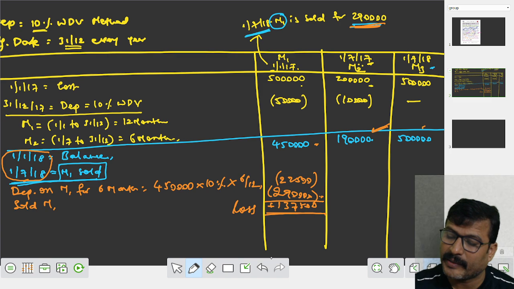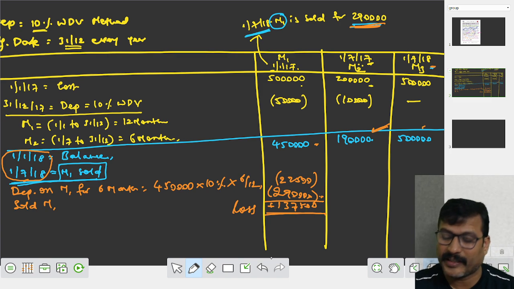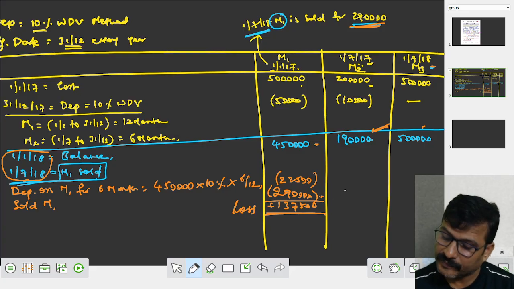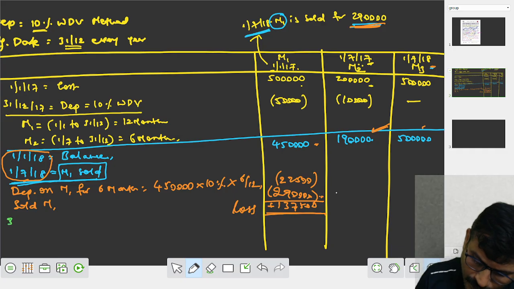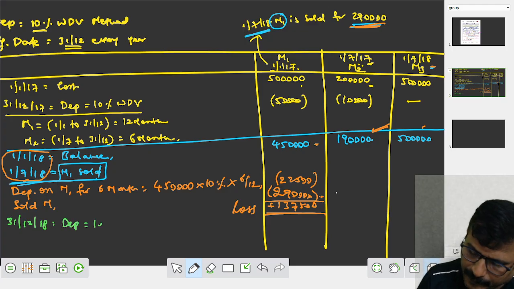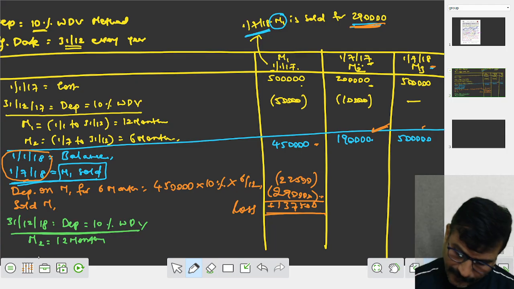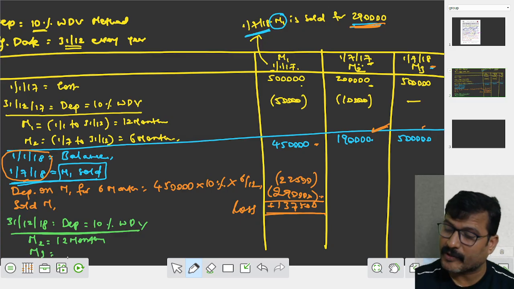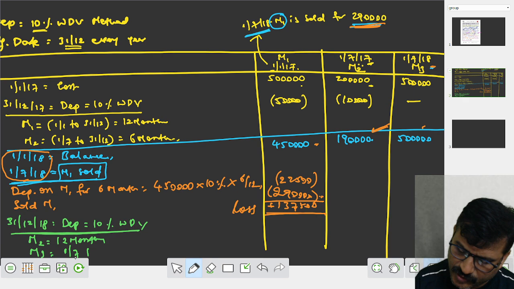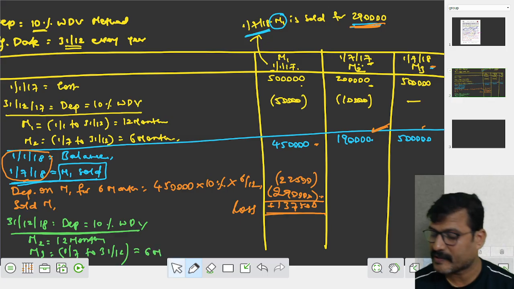Now you purchased the M3 machine on what date? On July 18, right? Now what we have to do? We have to work out on 31st December 18, depreciation 10% under WDV method. For M2, it is 12 months. But M3 purchased on when? 1st July to 31st December, it is of 6 months.